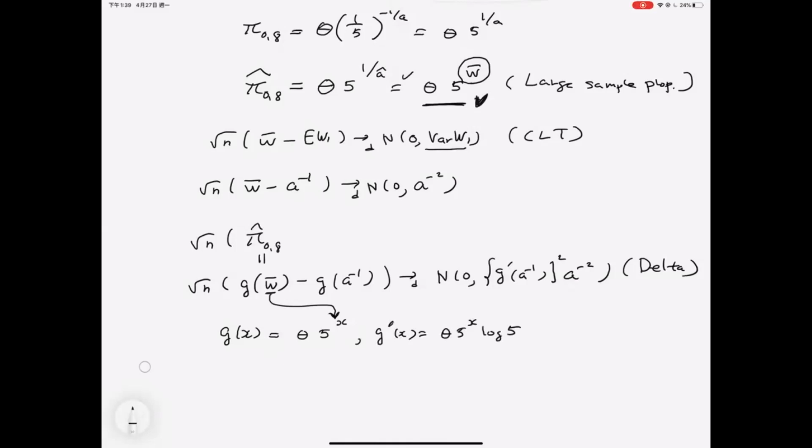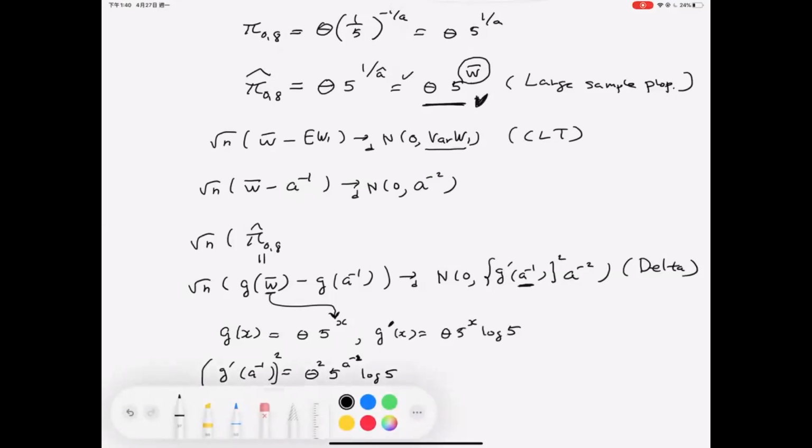But the annoying thing is, this guy is plugging in A inverse, so that means g prime of A inverse equals theta phi to the A inverse, then log phi. Then you're taking the square. Just be careful, the variance is A to the minus 2, right? Oh no, 2 minus 1. I was taking the square, 2 minus 2, sorry about that. 2 minus 1, and then this guy squared. Hopefully I did not make any stupid errors. And then eventually the variance will be times A to the minus 2. So that's what happened, it's right here.